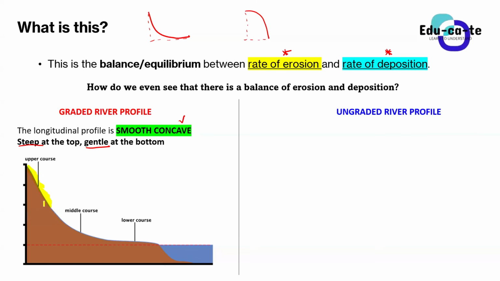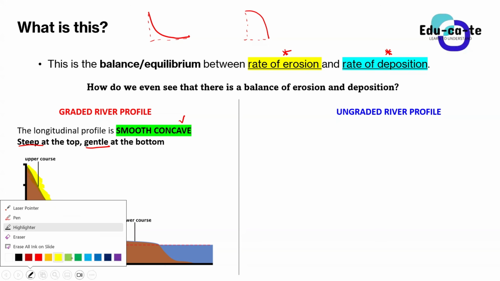Remember, guys, when I introduced the river profile, I mentioned that the top part of the river, the upper course, has a very steep gradient, but that gradient gradually decreases. That is why the gradient at the middle course is way gentler compared to the gradient at the upper course. So in a graded river profile, the upper course has a very steep slope, and then when we get to the middle course, the slope starts to decrease.